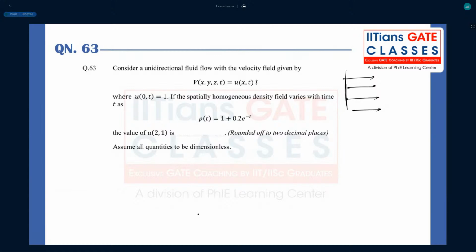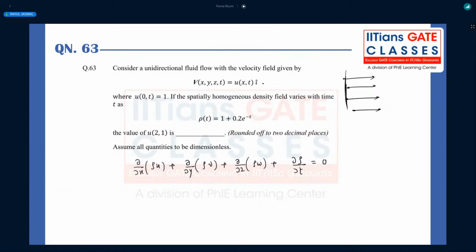Now, the general continuity equation, if we write it: dou by dou x of rho u, plus dou by dou y of rho v, plus dou by dou z of rho omega, plus dou rho by dou t, will be 0.